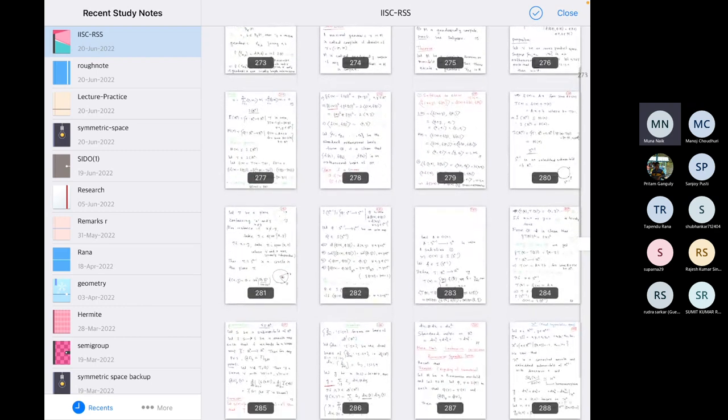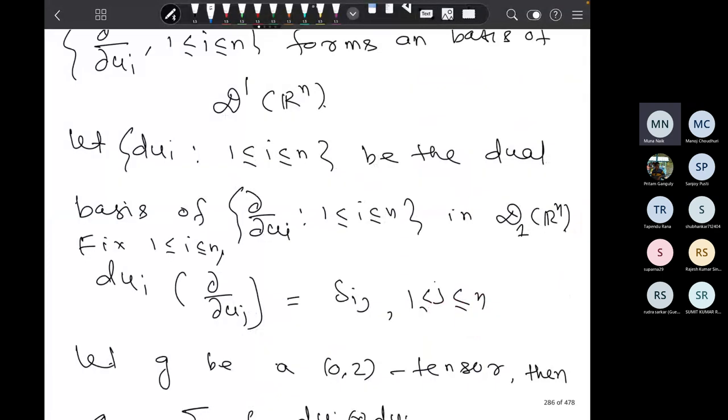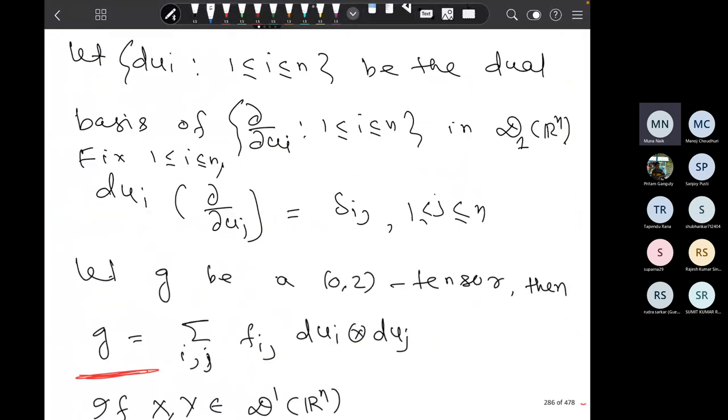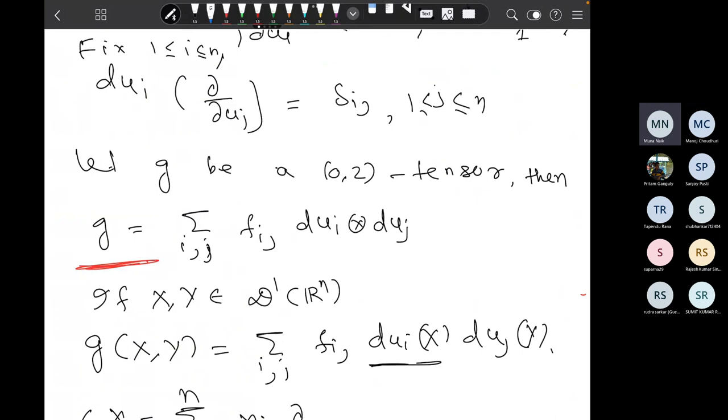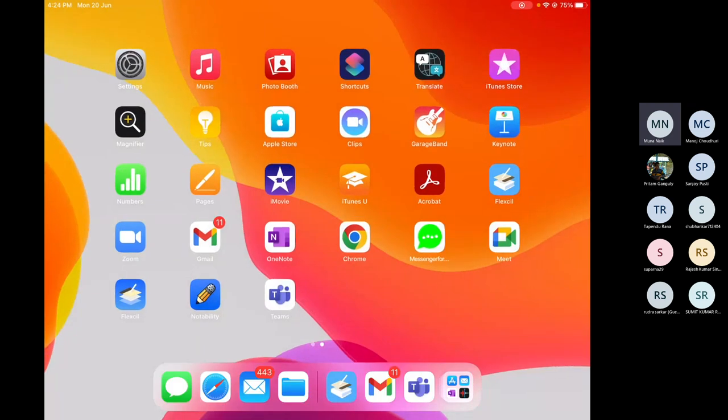So I have stated this thing. If this is in the context of Rn, I have said, but since U is an open set of Rm, you can do it. Let G be a (0,2) tensor, then G can be written as the summation of Fij dUi tensor dUj. And how to get this Fij? If you apply G on the coordinate vectors del by del Ui, del by del Uj, then you will get exactly Fij. So this is the proof actually, because I have to use some little differential geometry somewhere.